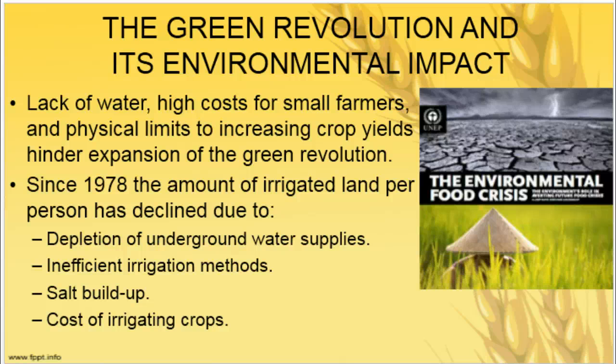And part of that is that in places where you have a lack of water, you have to find a way to irrigate these fields. You also have very high costs for small farmers, and you also only have a certain amount of land you can grow this food on. So since 1998, the amount of irrigated land that's actually used to produce crops per person has declined due to all of these different things, including things that we've talked about already, such as groundwater depletion and soil salinization.